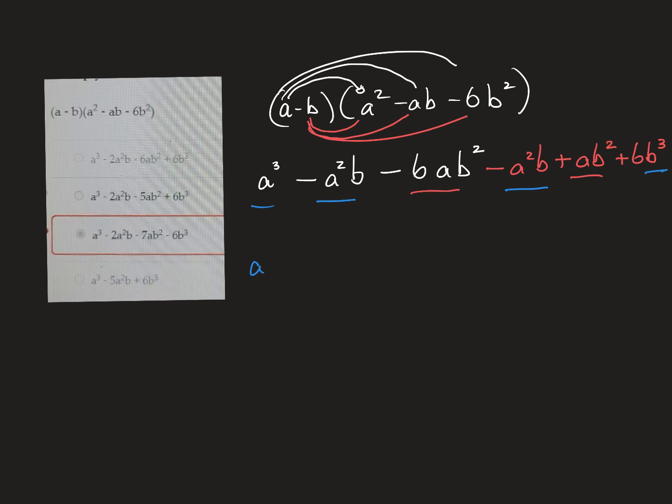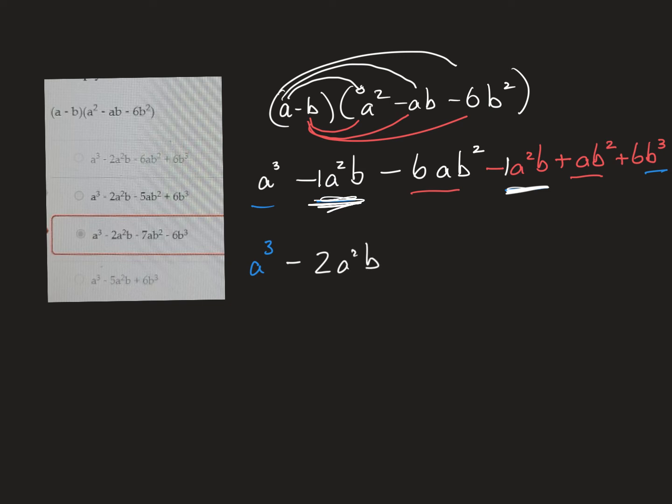So let's write the a cubed. And then let's look for things that are the same. So a squared b, that one, and this one. So I'm down one a squared b, and I lose another a squared b. So I'm down a whole two a squared b's.